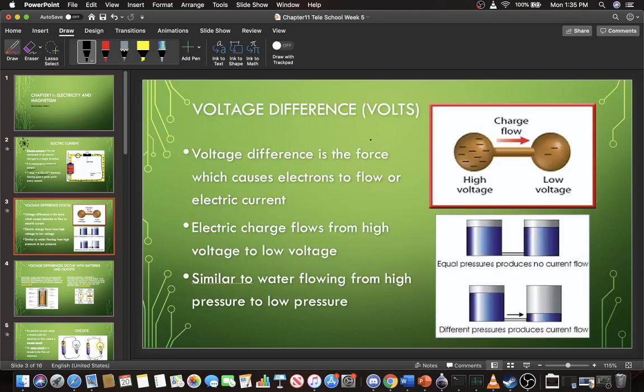So voltage differences, or volts, okay? The voltage difference is the force which causes electrons to flow, or the electric current, all right? When we have a high voltage, they will all want to go in the direction of the low voltage. That makes sense because whenever we're inside a highly concentrated area, we want to go from that area to a lower concentrated area. Electric current flows from high voltage to low voltage, and this is similar to water flowing from a high pressure to a low pressure.